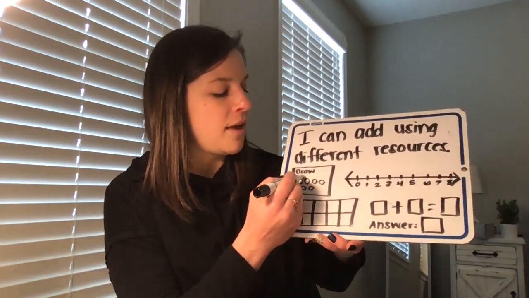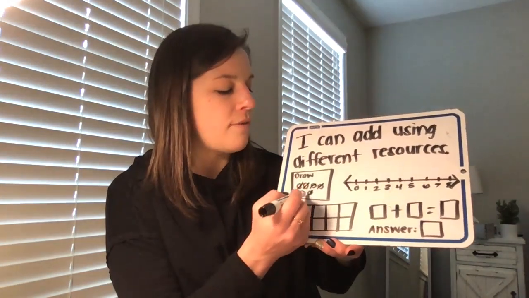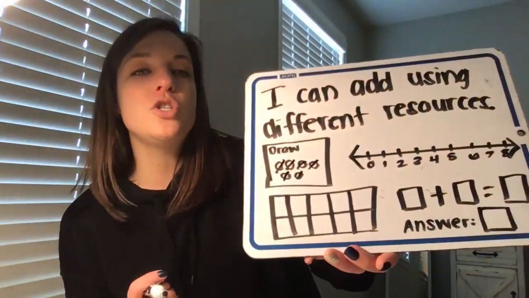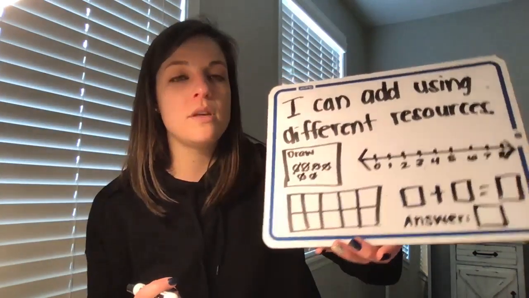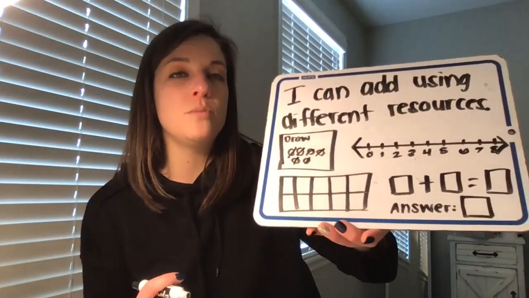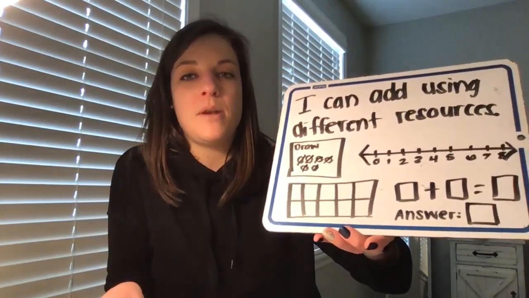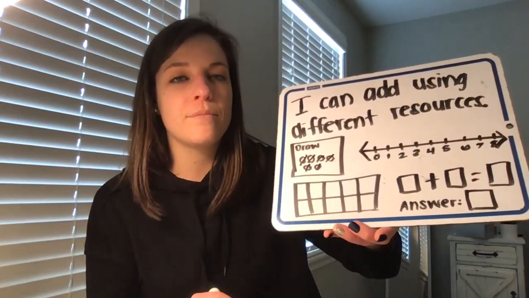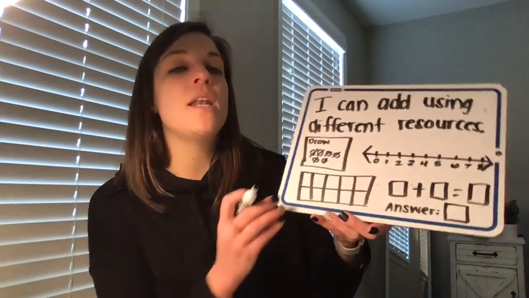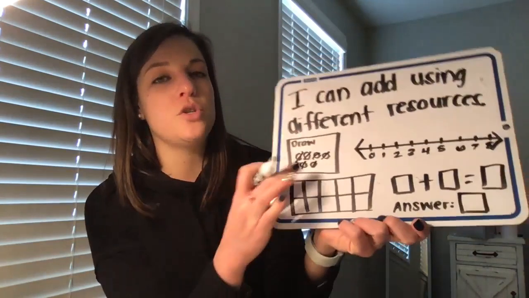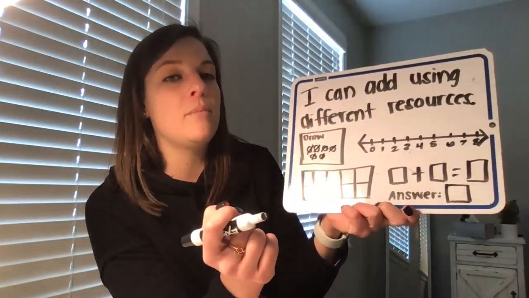Now I'm going to mark them out and count. 1, 2, 3, 4, 5, 6. So I just showed the 2 groups that came to the park, the 2 groups of dogs, and I just counted how many there are all together. Okay? Now I'm going to use my number line to show this. So I just drew a picture. Now I'm going to represent it on my number line.